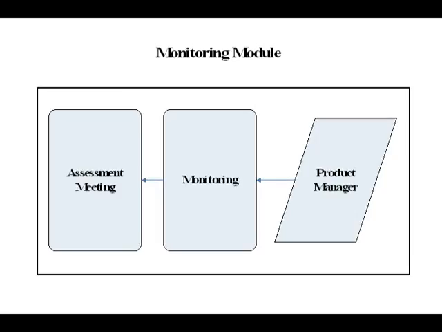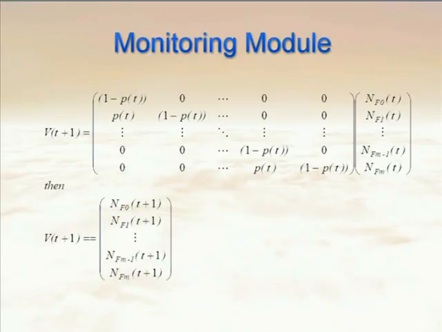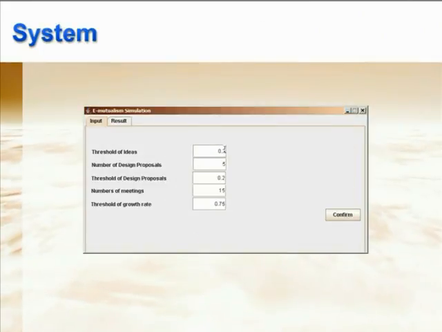Let me show the last module of E-mutualism. The monitoring module categorizes the design proposals from the increasing times of the feasible rate. We could easily control the meeting by the monitoring module. And this is the equation of the monitoring module. Then, I'll show you a system demo of E-mutualism.